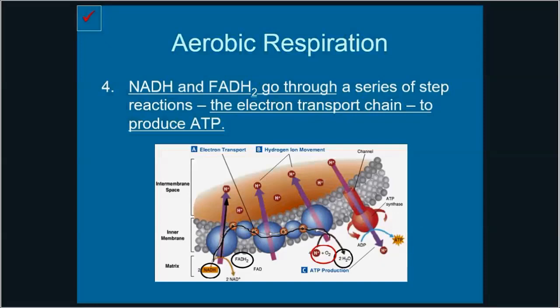byproduct. And then these hydrogen ions in the inner membrane space are going to go through the ATP synthase channel and create molecules of ATP as a byproduct. So the things that you have to put in aerobic respiration are NAD and FAD and oxygen, and you produce water and energy, ATP.